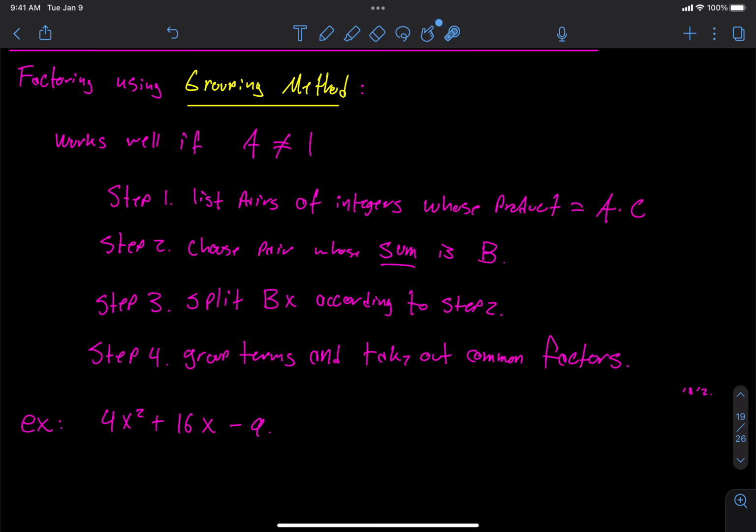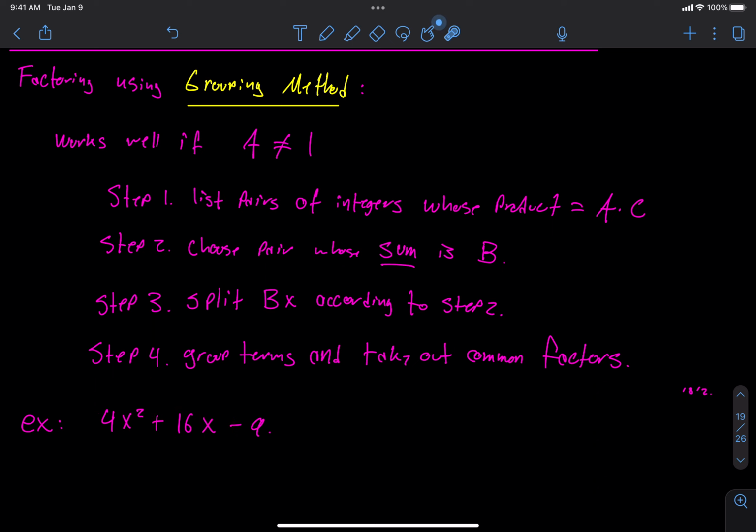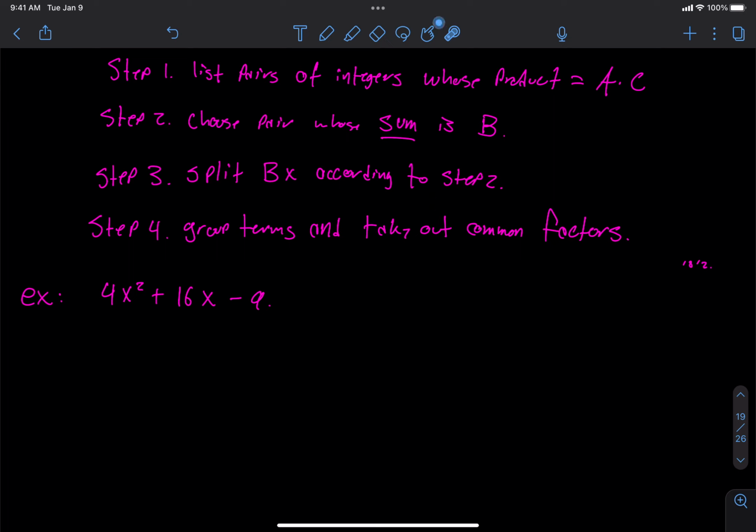And then we're going to take our B and split it up into 2 different terms. Then we are going to group the first 2 terms and then the second 2 terms, and take out common factors. So let's see this in practice. I think it's easier if you just see how it works. So let's follow the steps to the T. The first thing we need to do is list the pairs of integers whose product is A times C. What is A times C in this case?